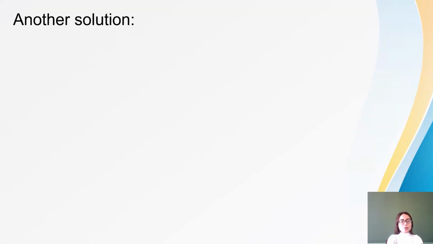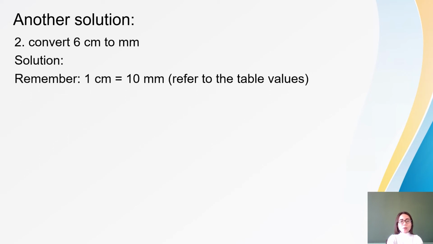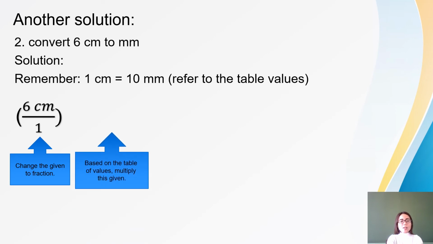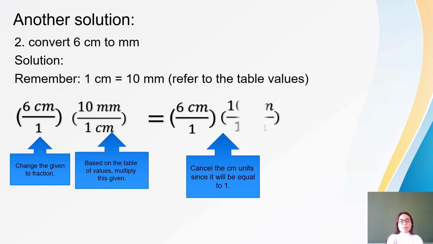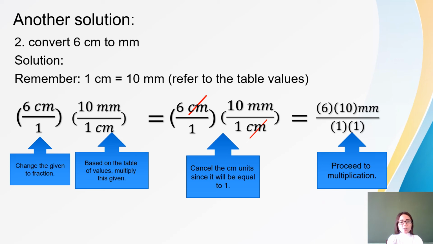For another solution, in number 2, convert 6 centimeters to millimeters. Remember, 1 centimeter is equal to 10 millimeters. Change the given to fraction. Based on the table values, 1 centimeter is equal to 10 millimeters. Multiply this given. Then, cancel the centimeter units since it will be equal to 1. Then, proceed to multiplication.